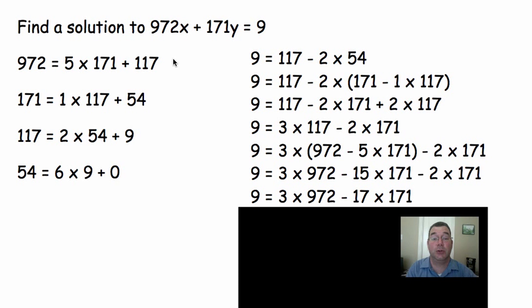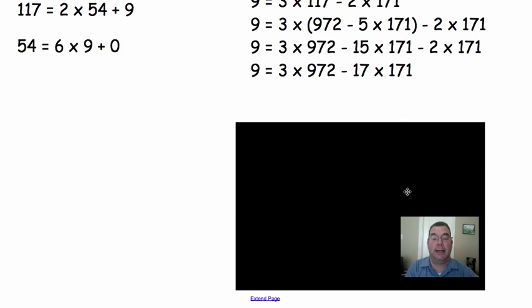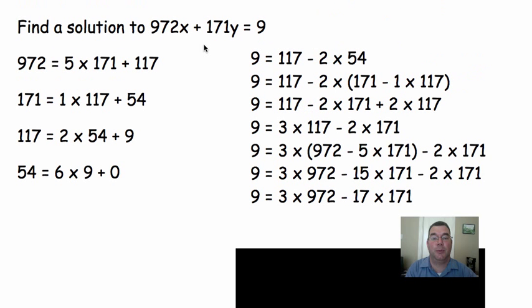So that is a solution to this equation. I wanted 972 times an integer plus 171 times another integer to equal 9. And the x that I'm looking for would be 3, and the y that I would be looking for would be negative 17. So that would be my x and my y. I guess I didn't write them down, but that's what my x and y would be for that example.